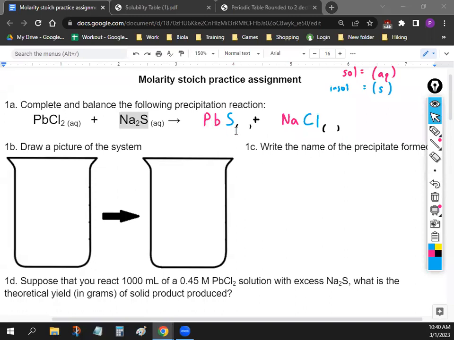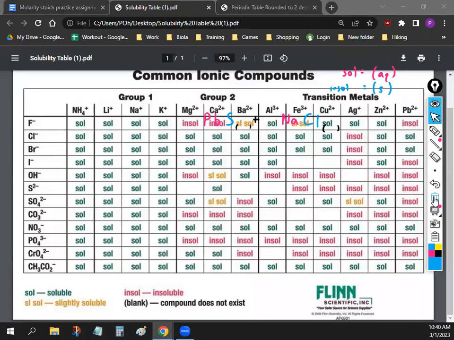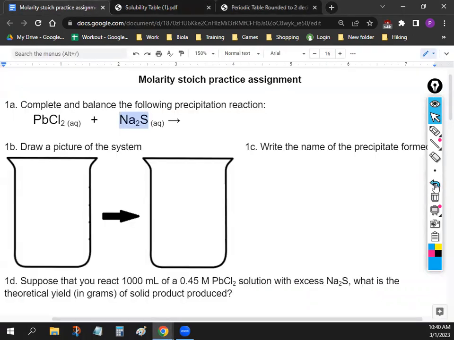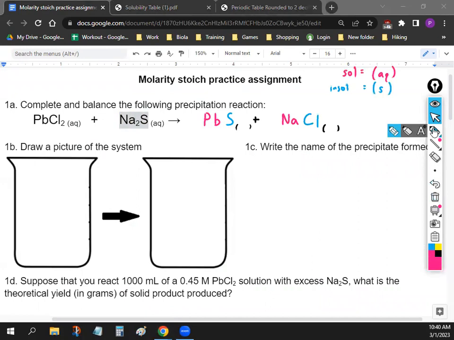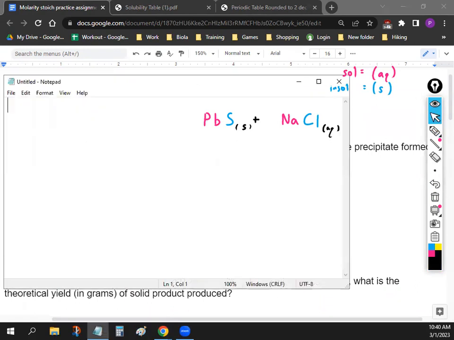Okay, so if you guys take a look at PbS, we're going to line up Pb and S. Does PbS dissolve in water or not? It does not dissolve in water because PbS is insoluble. So what we are going to do is write s, for solid, inside of the parentheses. Okay? All right, what about NaCl? Does NaCl dissolve in water? Yes, so we're going to write aq. All right, so there you go. That's going to be the parentheses. Any questions about that part right there?